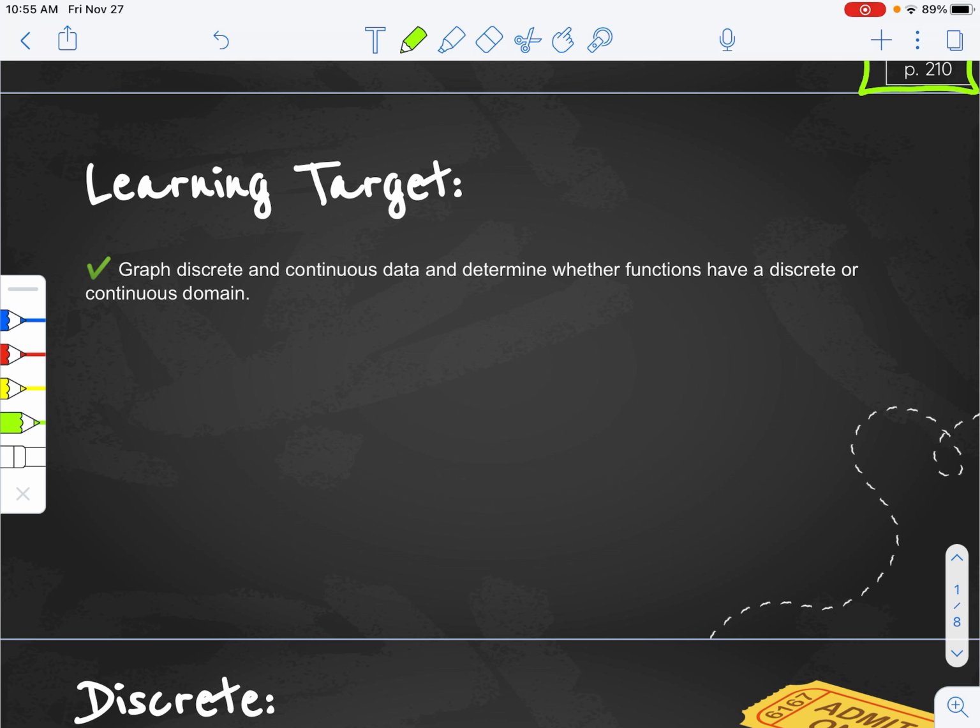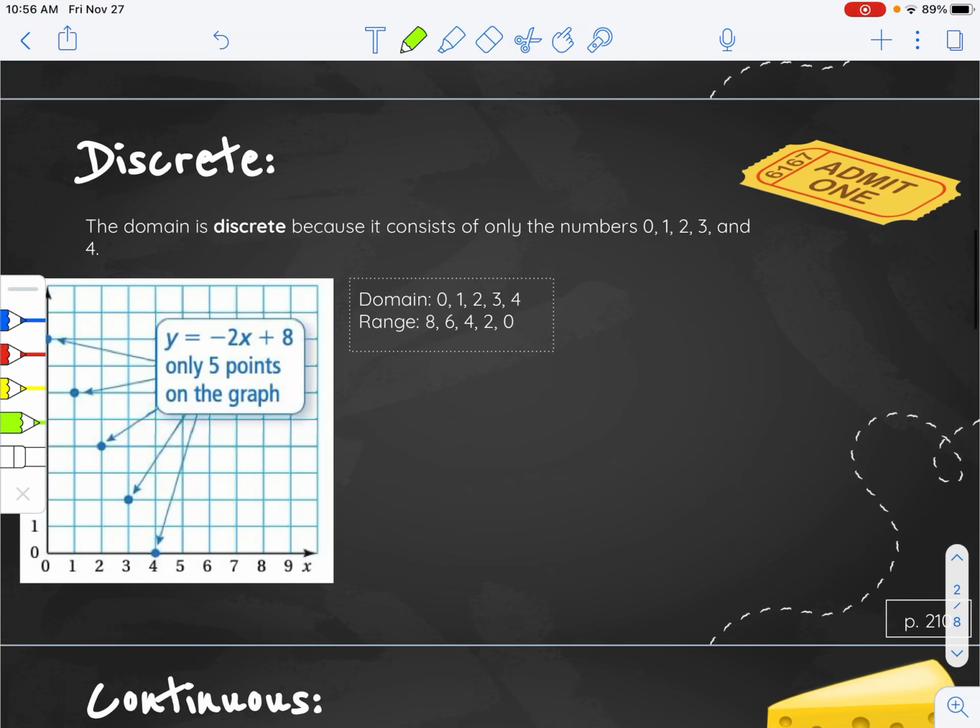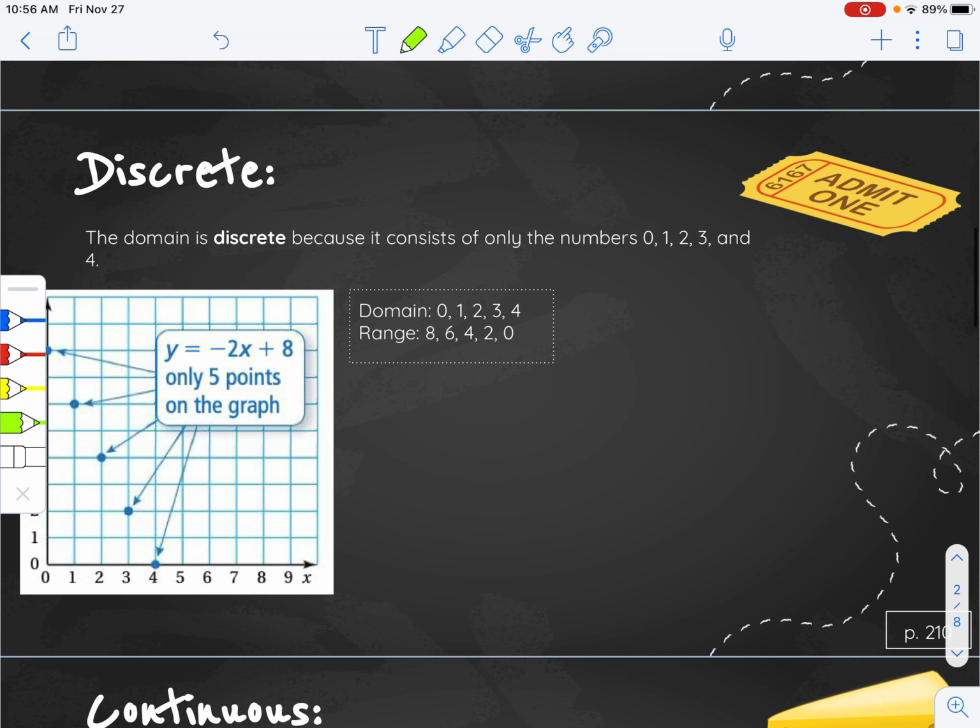Our learning target for today is to graph discrete and continuous data and determine whether functions have discrete or continuous domain. So really 2 things. We want to be able to graph discrete and continuous data, and then we want to determine whether the functions have a discrete or continuous domain. So first, let's break apart some of these terms.